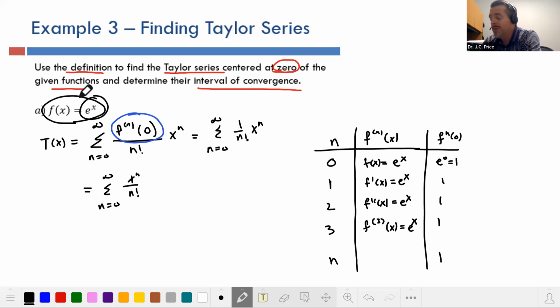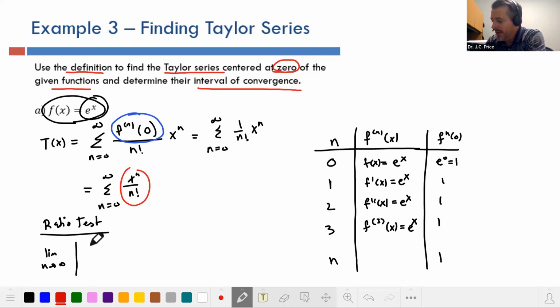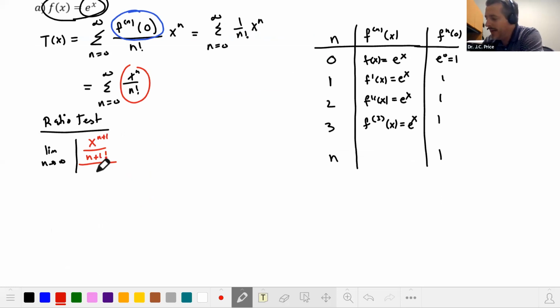Now, we want to try to determine where it's actually equal to e to the x, and it's equal when it converges. So how do we find out when it converges? We're just going to run the ratio test on it, and that's going to give us this interval of convergence. So remember, the ratio test is just that limit as n goes to infinity, and we're just going to take the n plus 1 term and divide by that nth term right there. So we're going to take this guy right here, and we'll take x to the n plus 1 divided by n plus 1 factorial, and then we'll divide it by x to the n divided by n factorial.